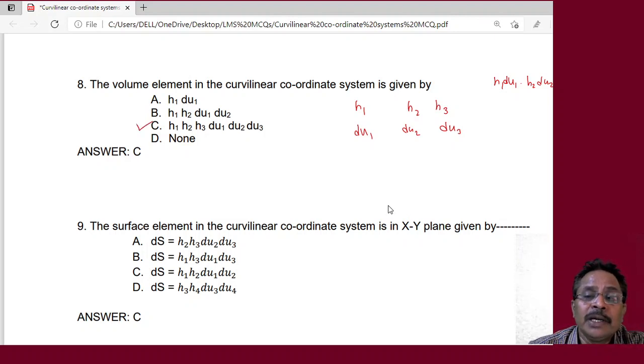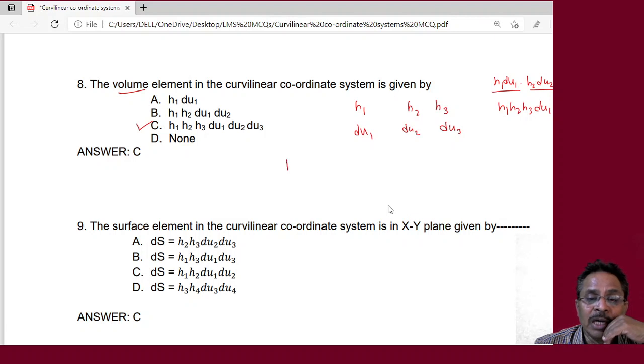So the volume element is given by h1, h2, h3 and then finally du1, du2, du3. Because a single length element is this, either in the u1 direction, u2 direction, or u3 direction, and the product of all these three gives you the volume in the curvilinear coordinate system. So it is a product of h1, h2, h3 multiplied by du1, du2, du3.